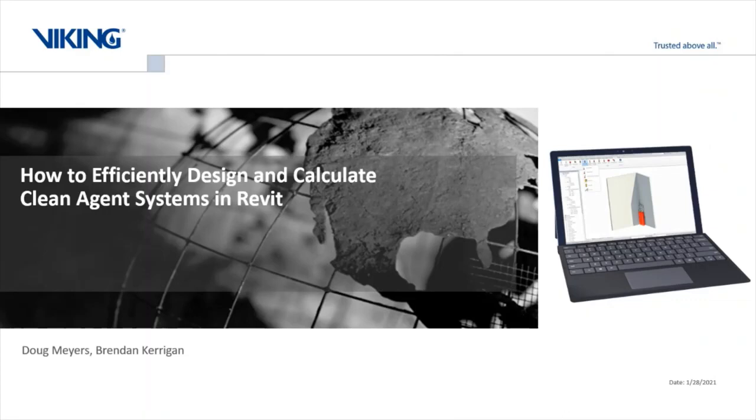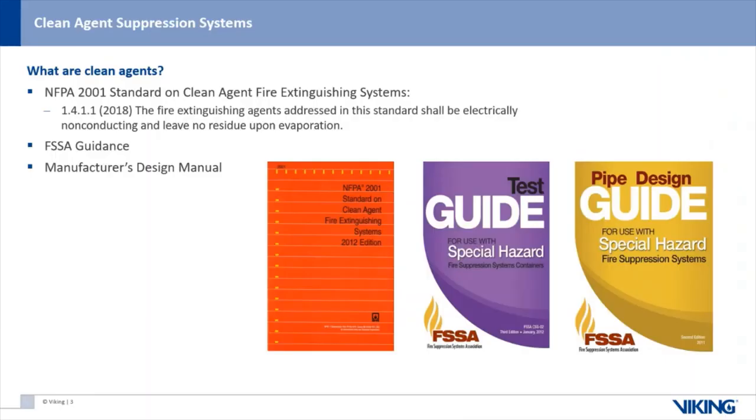I want to begin by talking about the prerequisites to doing design calculations for clean agent systems in the Viking Revit toolbar. So before we get to the design phase of this with Brendan, I wanted to talk to you about NFPA 2001 and what are clean agents. So first we need to determine what the clean agents are that we're going to utilize. And in NFPA 2001, they are going to give us the direction on clean agent systems.